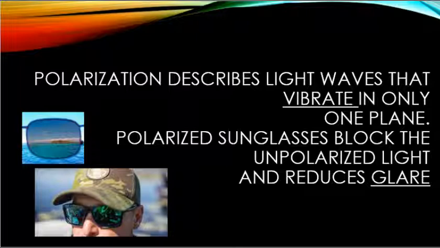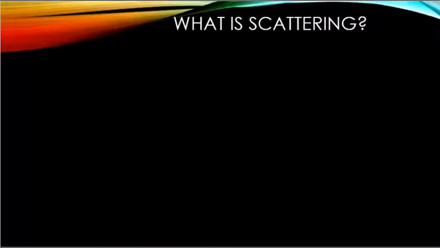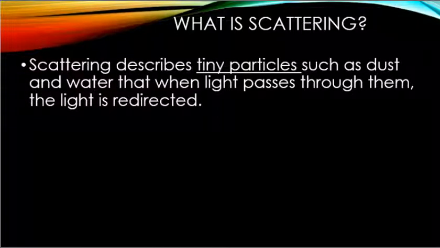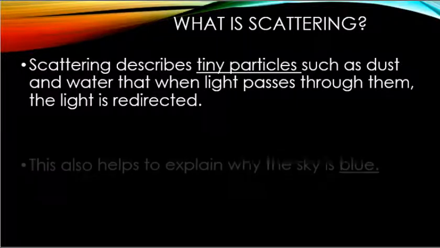So do those turn dark in the sun? Yeah. Okay. All right, what is scattering? This comes to the same deal right away here. Scattering describes the tiny particles such as dust and water that when light passes through them, the light is redirected. So the light just kind of gets scattered throughout the sky, which is actually very fortunate for us.